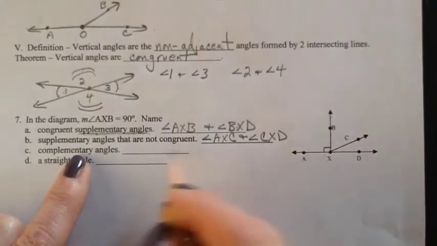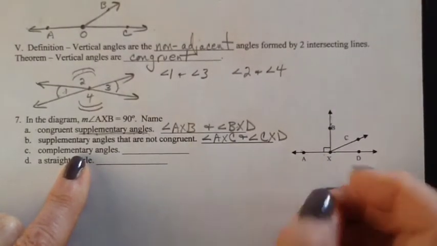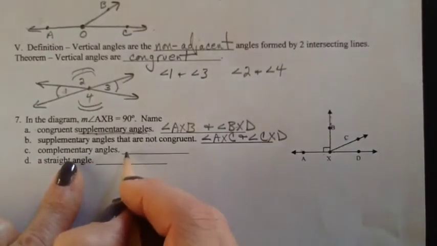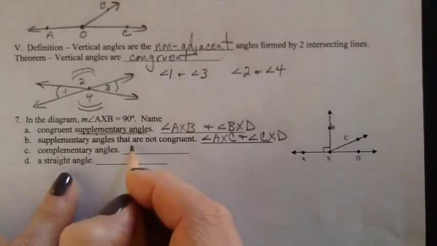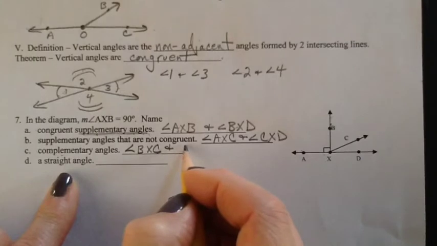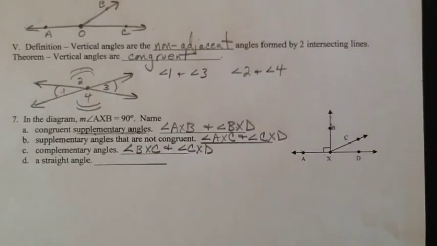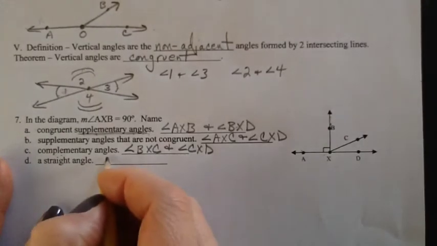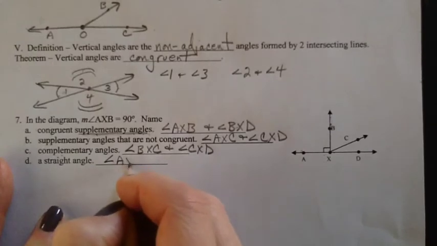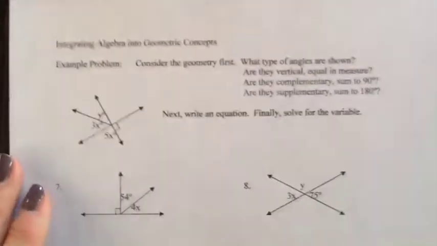Complementary angles. Do not say AXB. Complementary angles, I need 2 angles. This is a relationship between a pair of angles, 2 angles that sum to 90 degrees now. Angle BXC and angle CXD. And the last one, straight angle, angle AXD. Okay, good. Last problem, and then we'll do work in class on these things.